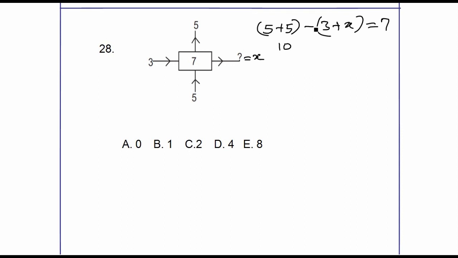We must consider this negative sign. To open this bracket, you say minus times 3, minus 3, minus times plus x, minus x is equal to 7. You have opened the bracket now. You can go ahead anyhow. So you can say 10 minus 3, that is 7, minus x is equal to 7.